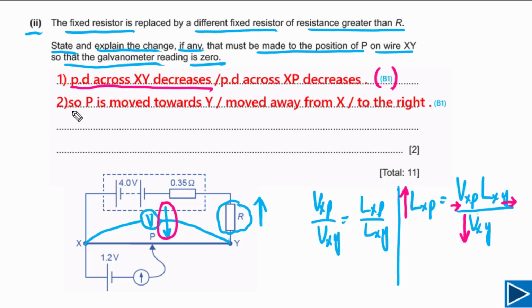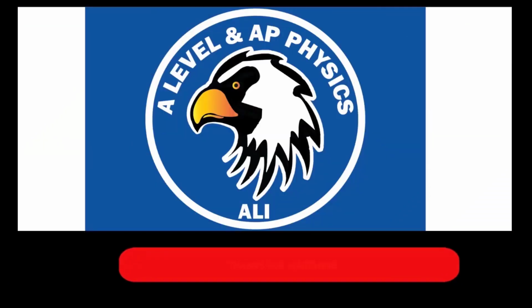The second mark you will get if you have written that P moves towards Y, meaning this P has to move to the Y, or simply you can say to the right. So you will get the second mark, and the second mark is also a B mark. It has to be in your answer.